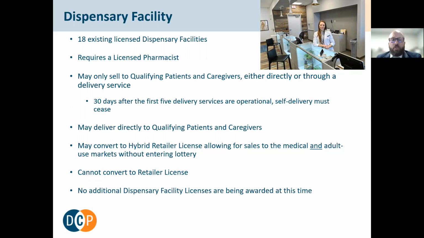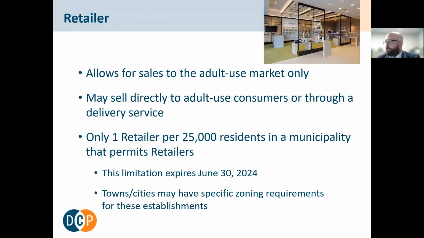The dispensary facility may deliver directly to qualifying patients and caregivers. Dispensaries may convert to a hybrid retailer license, allowing for sales to the medical and adult use markets without entering the lottery. The retailer allows for sales to the adult use market only. They may sell directly to adult use consumers or through a delivery service. There's only one retailer permitted per 25,000 residents in a municipality that permits retailers. Again, this limitation expires currently as of June 30th, 2024. Please check with your local town or zoning where you wish to have one of these establishments to ensure that zoning permits it.